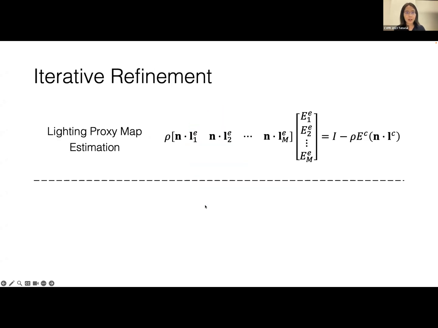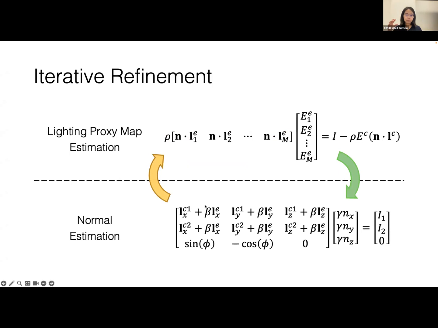Then after that, we iterate back into the initial equation, basically by taking out the part that is contributed by the environment light, and only estimating the part of intensity that is contributed by our near light source. We do several iterations, and that significantly improved the results.